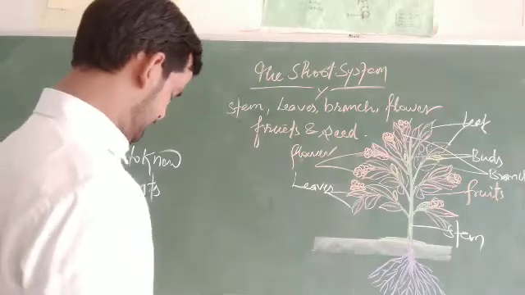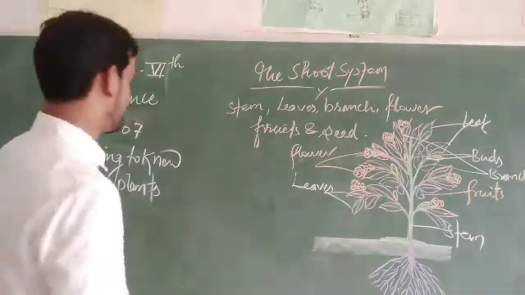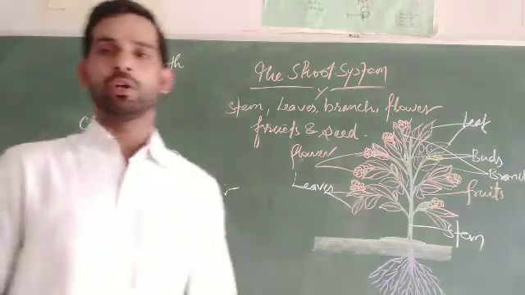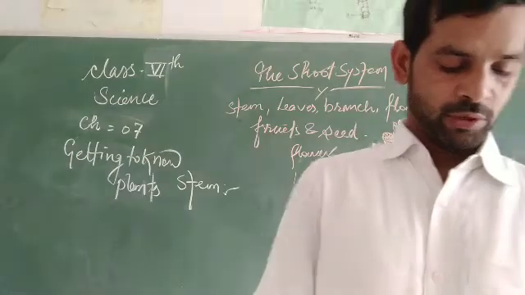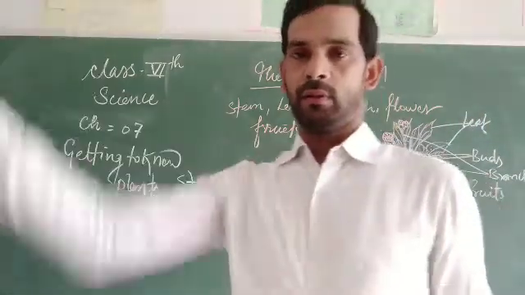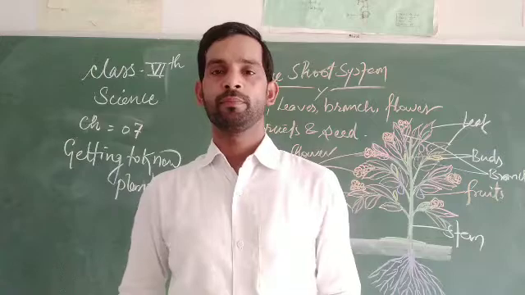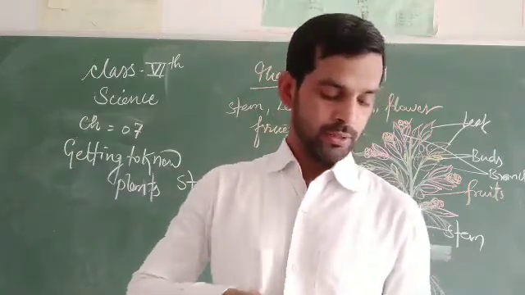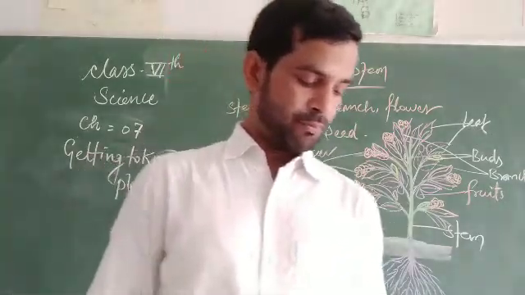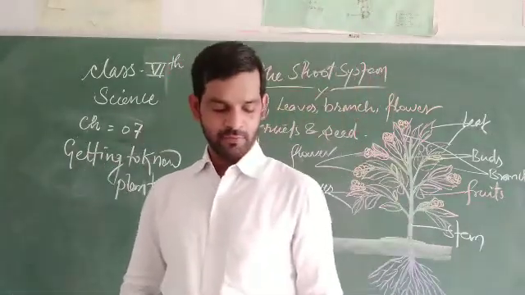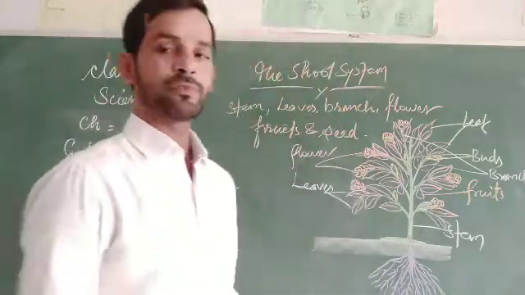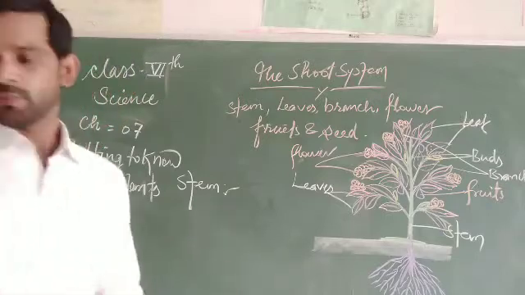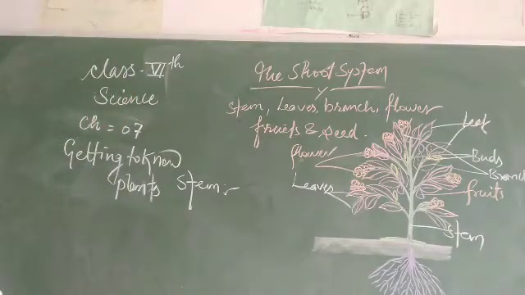First one, stem. What is stem? Stem is actually the woody part of the plant that plays a very important role in anchoring and standing, giving support and protecting the plant. The stem gives rise to a number of branches that bear leaves, flowers and sometimes fruits. Here are the nodes and internodes.